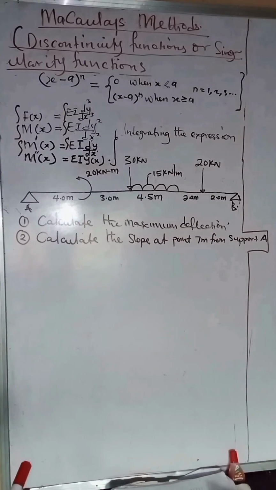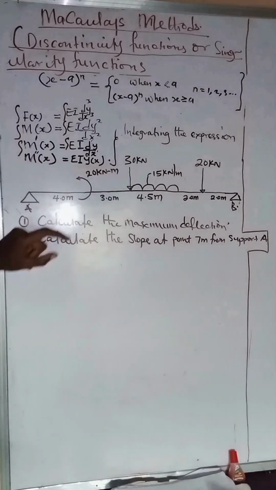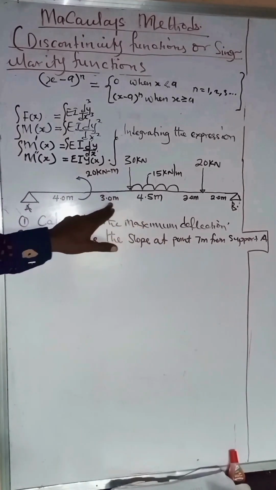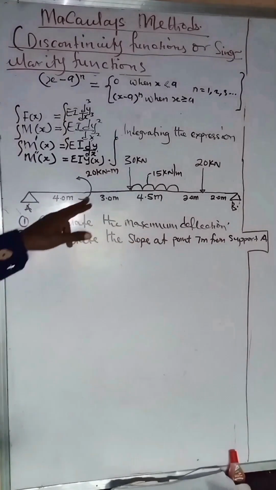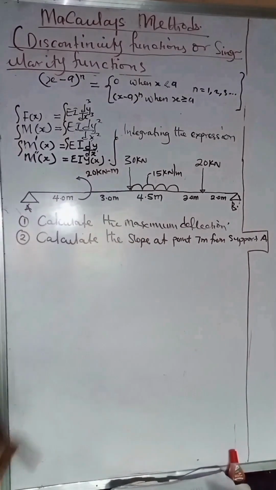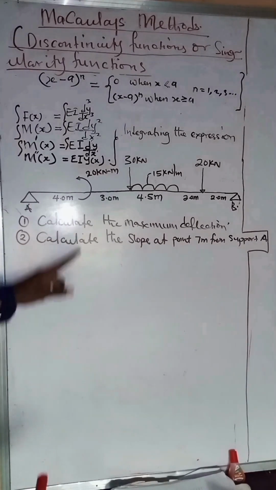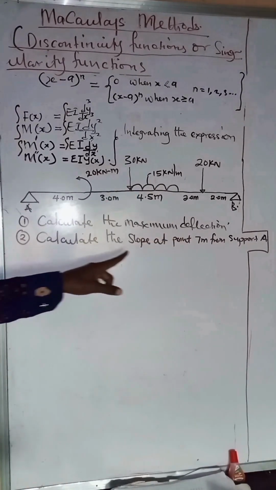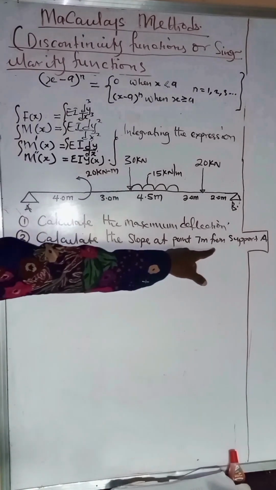All right, now we have this simply supported beam. This is one of the problems we treated in one of our videos. Please do well to study that video on this particular beam, how to calculate the maximum moment of this beam. We were able to draw the shear force diagram of the beam, and we drew the bending moment diagram of this particular beam. Now let's take a look at this same beam and let's calculate the maximum deflection of this beam, and let's equally calculate the slope at 0.7 meter from the support A.